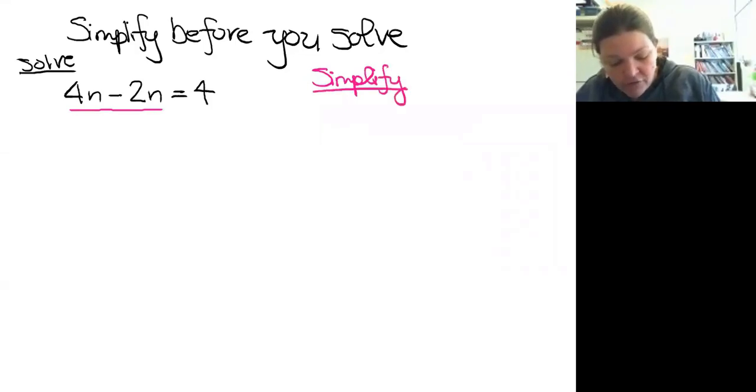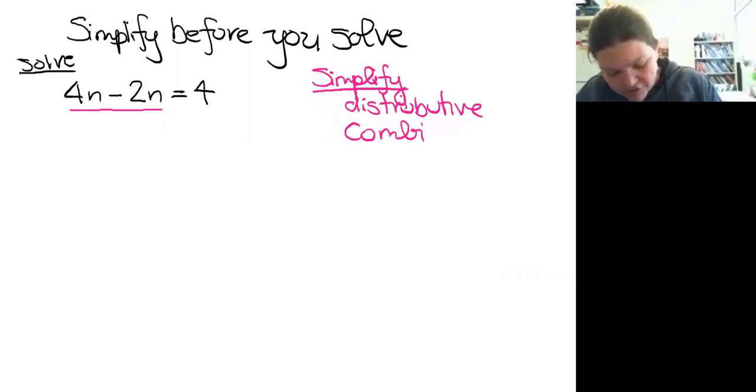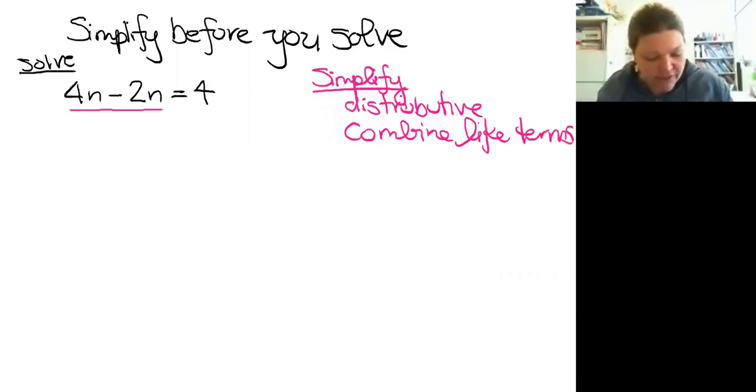Right now, the things that we have at our disposal are the distributive property. That's that idea that multiplication passes out. And we know how to combine like terms. There's plenty of other things you can do, but those are the things we've learned. So those are the tools in our toolbox. So right there, I see some like terms I can combine. So by all means, simplify before you solve. If there's any forwards work you can do, if you can obey the symbols, do it.